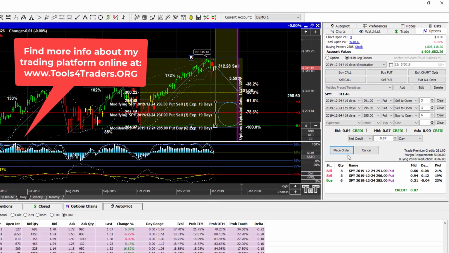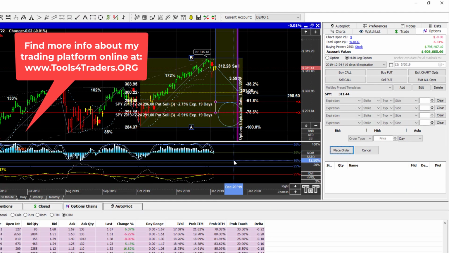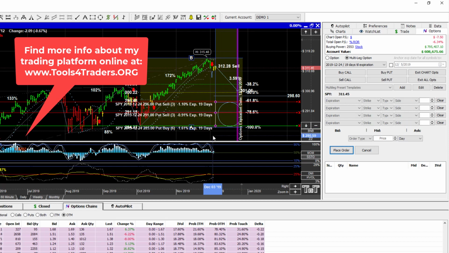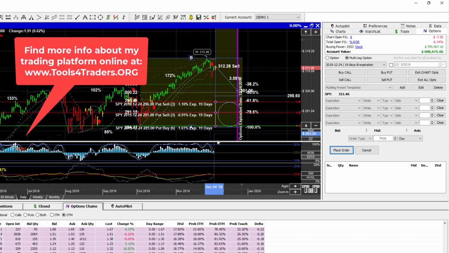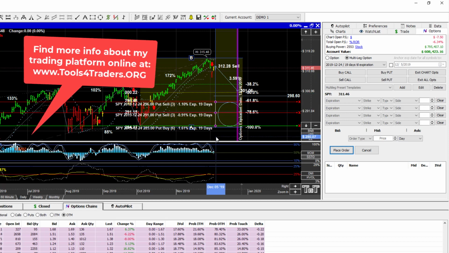And we're going to go ahead and hit place order, and we're going to place the order into the market, fill those positions, and we have our trade. All right, guys, that's just a quick example of how you can take advantage of the S&P 500 using options.